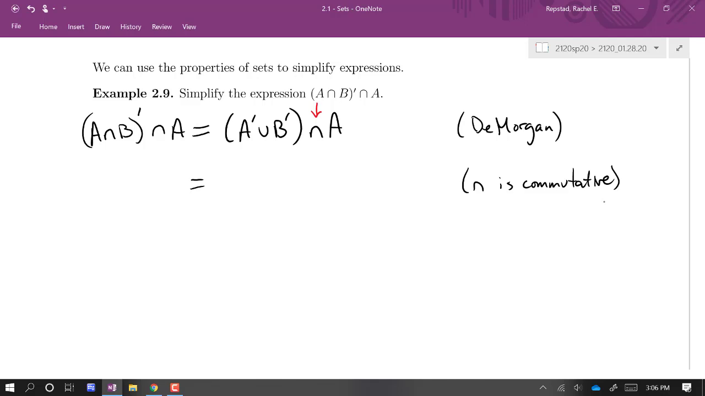What does commutative mean? It means it doesn't matter what order it's in. So the intersection of two things, it doesn't matter what order. So what two things are we intersecting? A complement union B complement, and A. So what's my next line going to be? Flip it around. So what am I going to start with? A intersect A complement union B complement. Great.